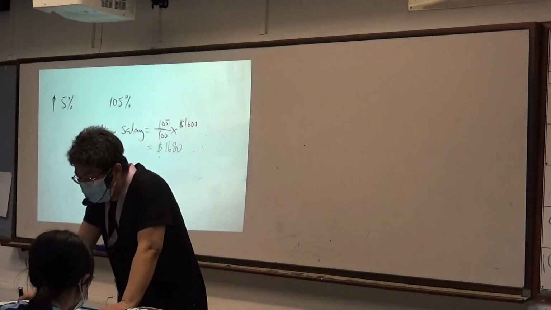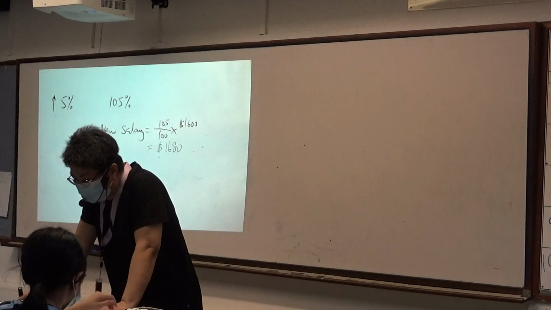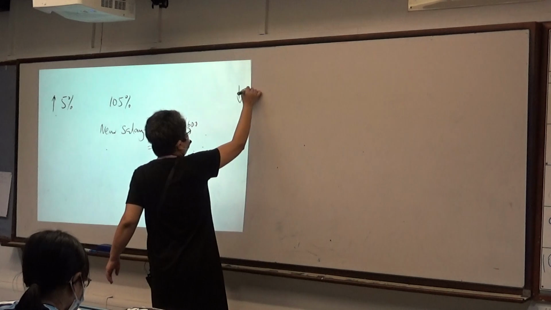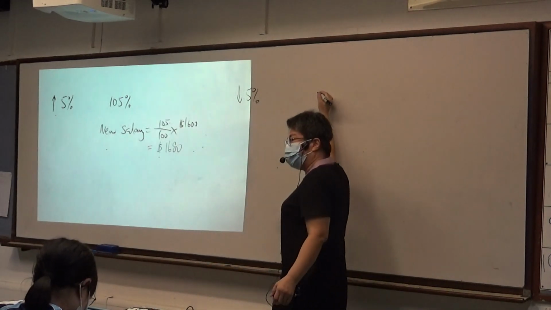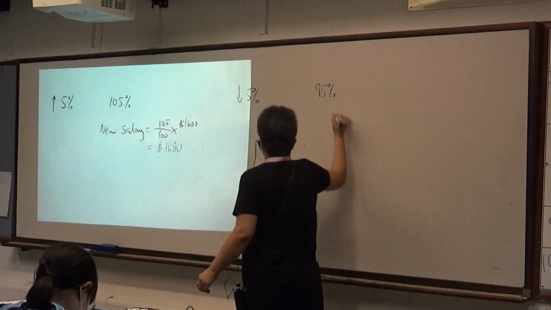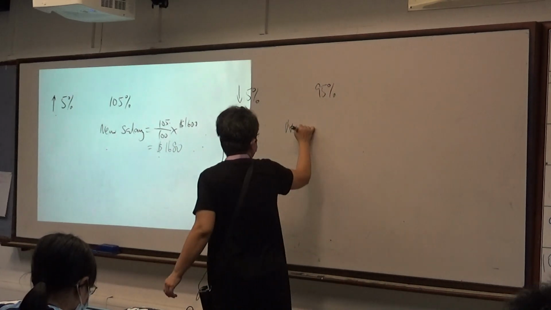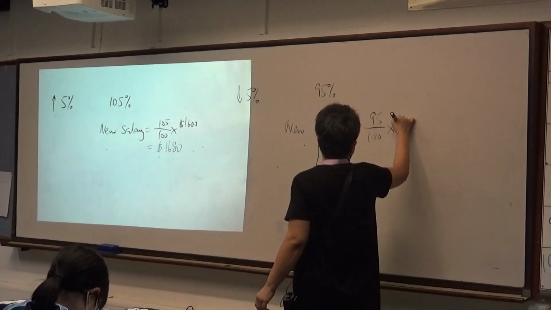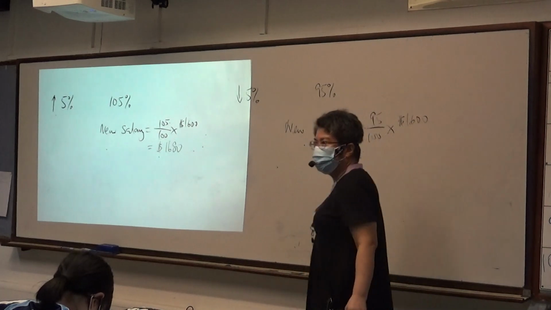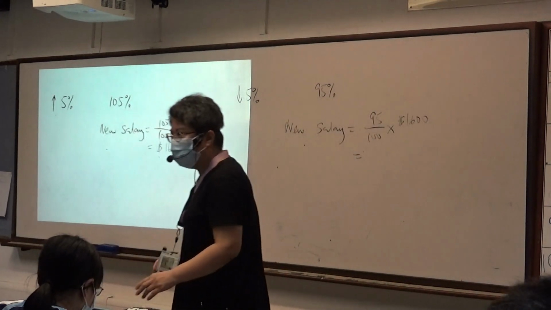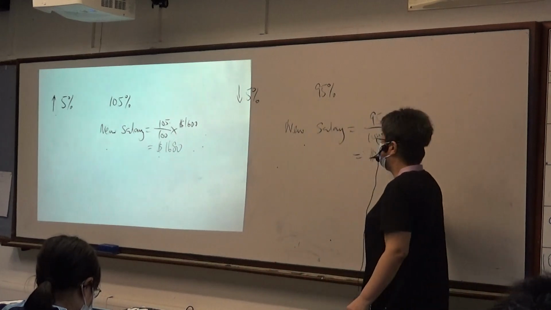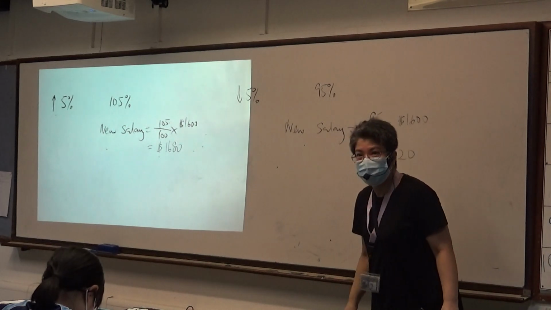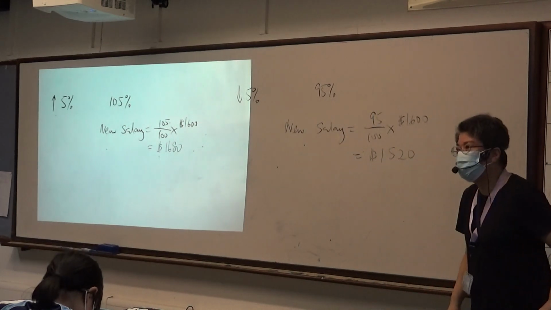On the other hand, a decrease of 5%. Okay? Now, if I say the salary decreased by 5%, that means now it's how many percent of the original? 95%. Agree? So, new salary will be 95% of 1600. So, how much will it be? Use your calculator. 1520, correct?